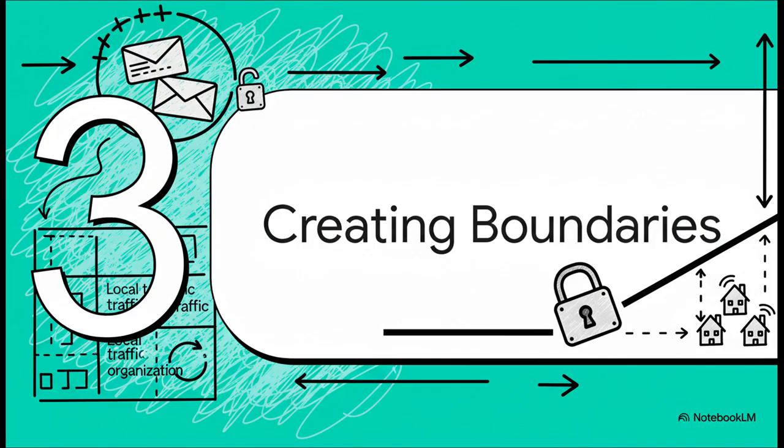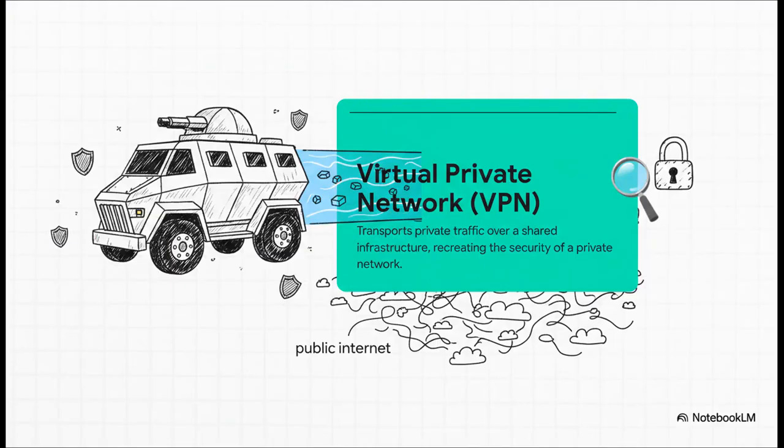But the internet is a public space, right? So challenge number 3 is all about creating boundaries. How do we keep our private traffic private? And how do we keep all our local traffic organized and running smoothly? So the first part of that solution is the VPN. You've probably heard of them.